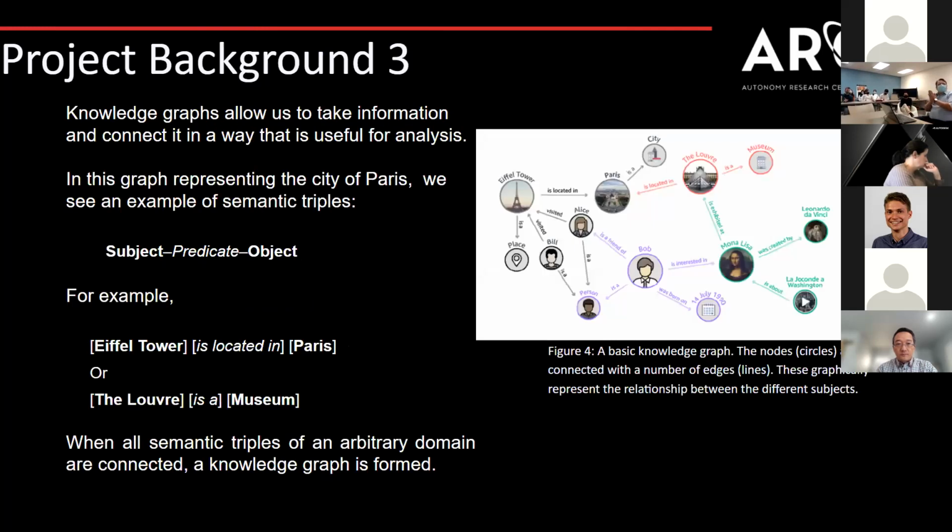So the knowledge graph allows us to take information connected in a way that's useful for analysis. In this graph right here, we have a representation of Paris, and this is what's called a semantic triple. So we have a subject, a predicate, and an object. So for example, the Eiffel Tower is located in Paris, or the Louvre is a museum. When all semantic triples of an arbitrary domain are connected, a knowledge graph is formed.